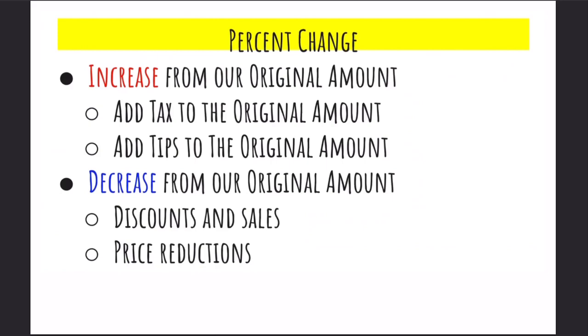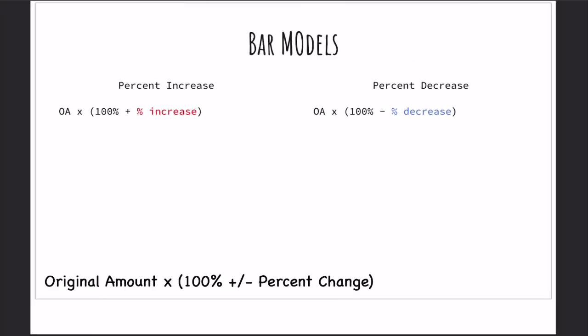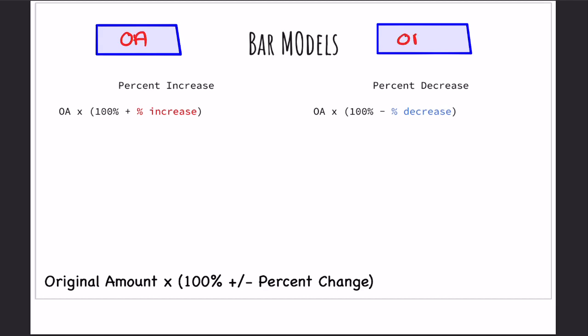It can be that our original amount is increasing or decreasing. It could be getting bigger, if we're thinking about money, like tax or tip, or it could go down if we have a sale or a price reduction. That's pretty much what's happening with percent change. Something's happening to our original amount. So we're going to think about it like a bar model. Think of this little bar and this little bar, and in your mind, you're going to think of this as our original amount. And we always start off with this amount as 100%.